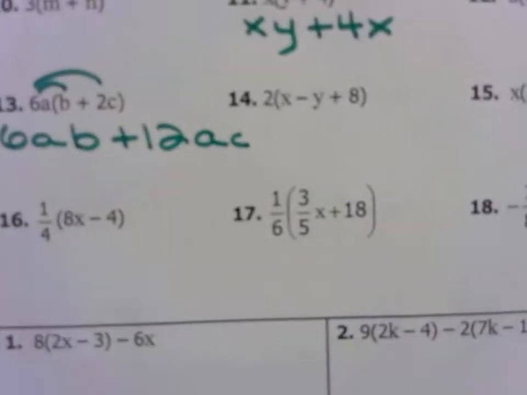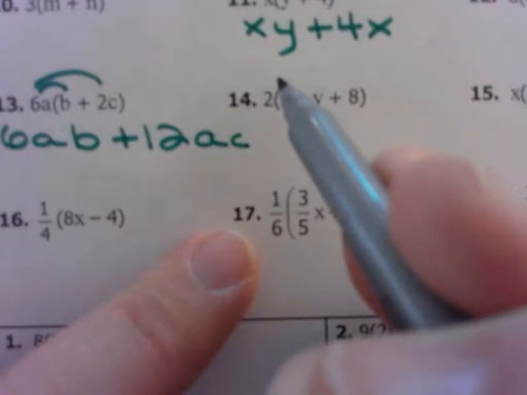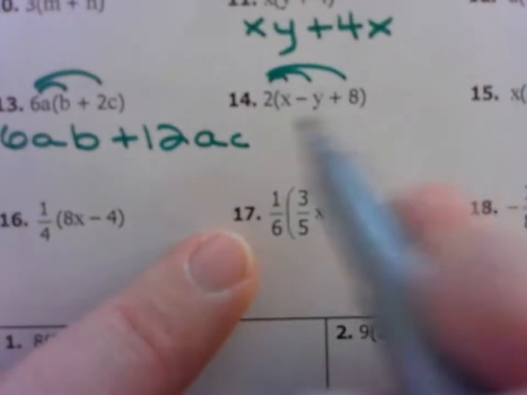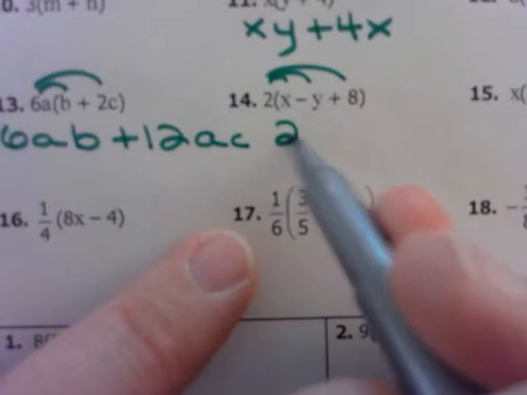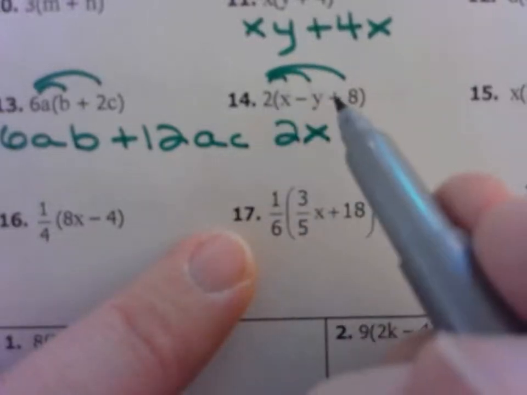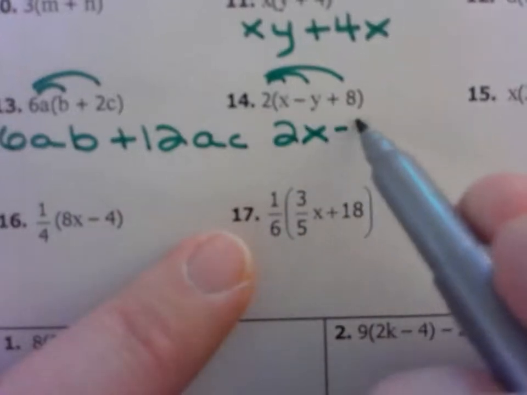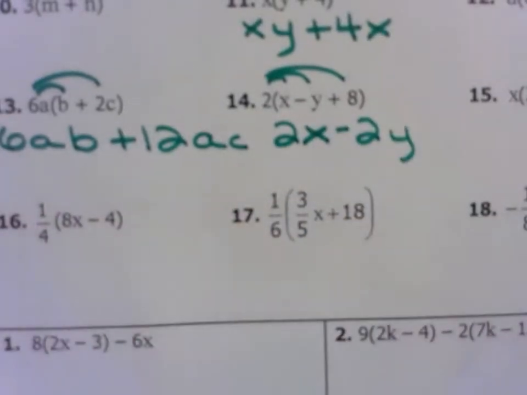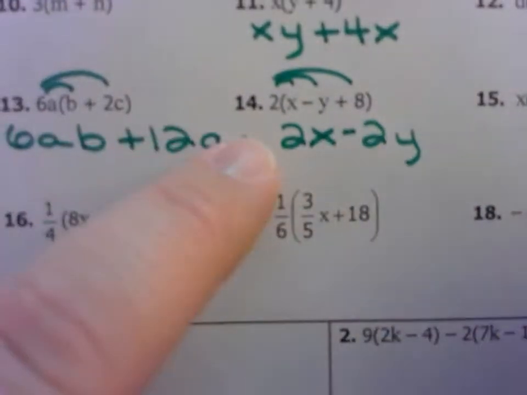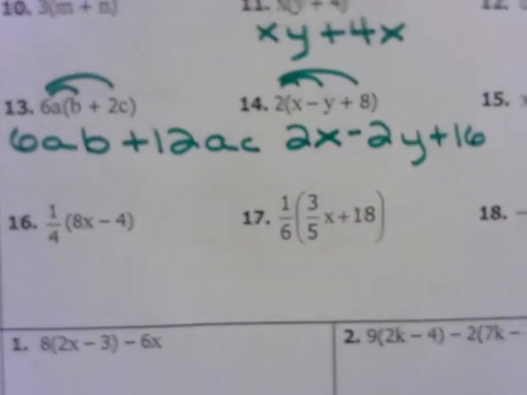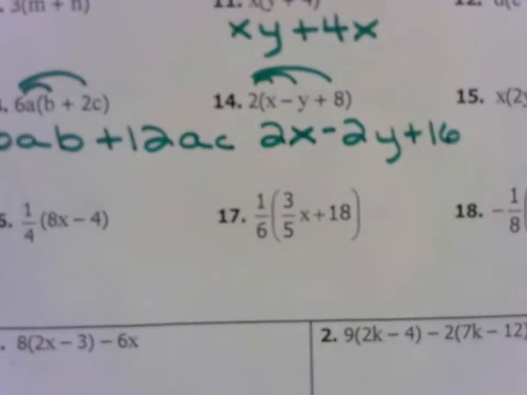Okay, let's look at 14. Like I said, if there's 3 terms, you do the same thing. You take the 2 and distribute it to 3 terms. 2 times x. 2 times negative y. Negative 2y. Check your negatives. I know it's not a huge deal, but it is wrong. 2 times 8, plus 16. So if you have 3, you do the same thing.